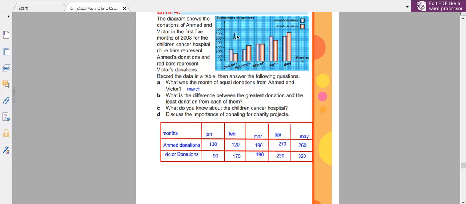That's how we solve the collecting data questions and representing data questions.